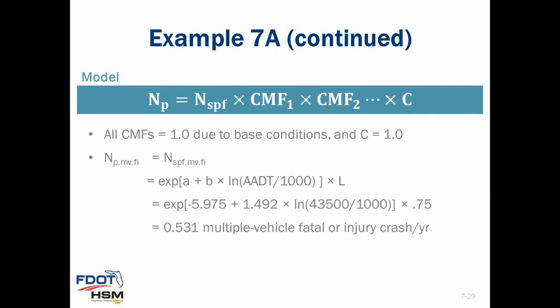The SPF coefficients A and B were shown previously in slide 24. For this example, the values we need are minus 5.975 and 1.492. After we insert these values in the SPF, the predicted value is computed as 0.531 multiple vehicle fatal or injury crashes per year.